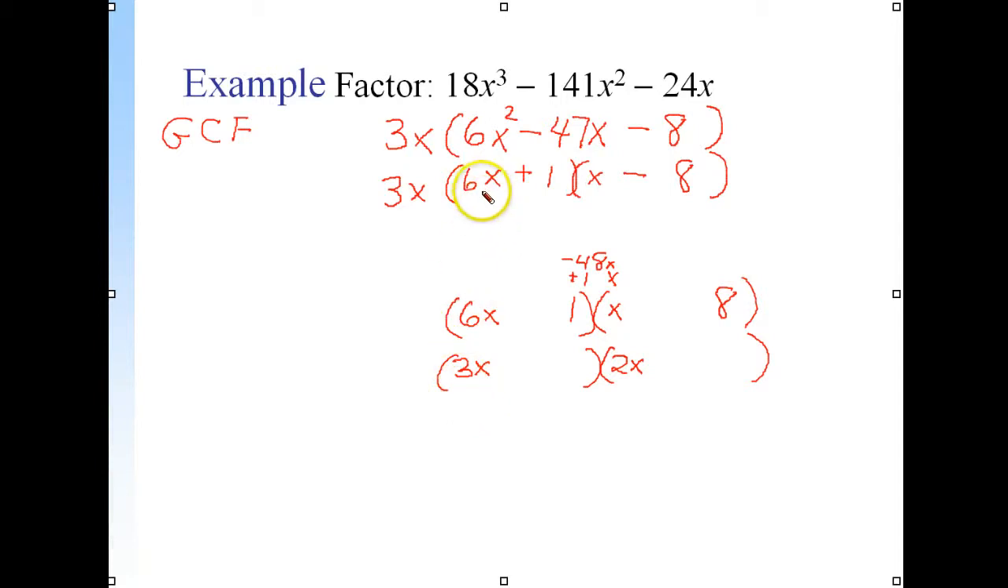And if I FOIL now, I get a 6x squared. My outers are a negative 48x. My inners a positive 1x. And my last a negative 8. So this checks out. Now again, I didn't know beforehand going into it which of these would be my start. Often it's not the 6 and a 1. But because this middle term was so big, I thought it was a very good possibility.